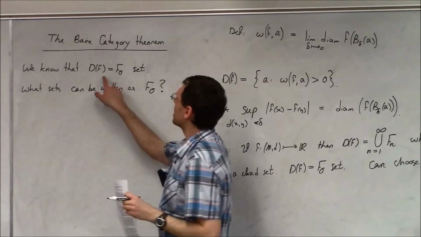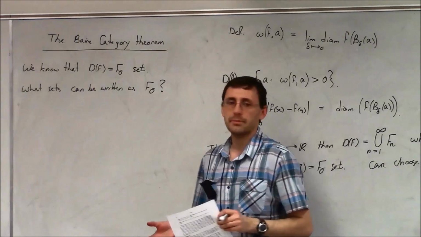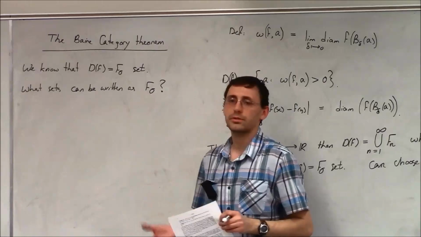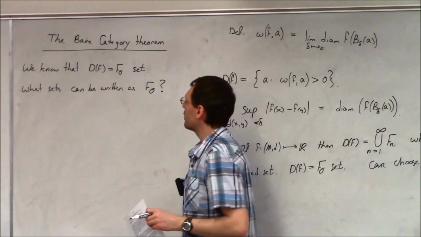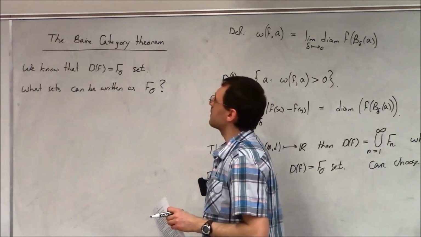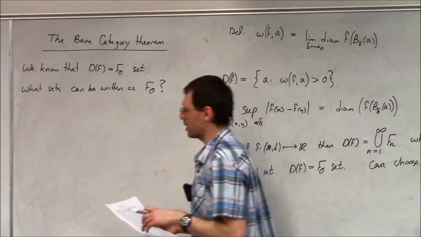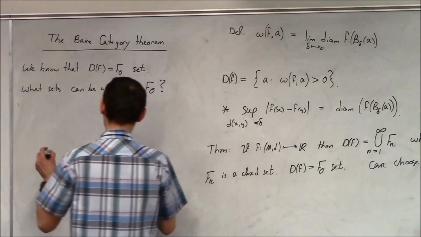Naturally, one even more obvious question is: is it true that every F sigma set is a set of discontinuities for some function? But that can be covered a bit later. What we cover now is just what sets can be expressed as F sigma, that is, written as a union of closed sets, or some condition on that. So the statement is the following.